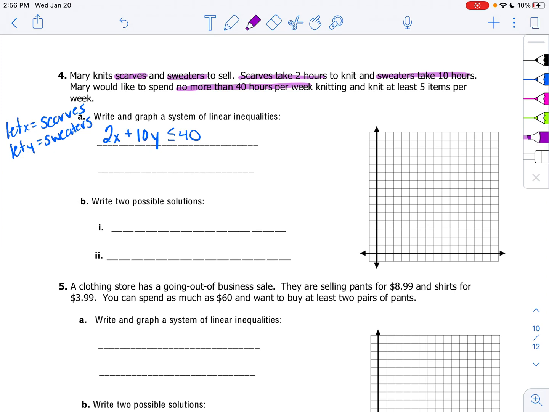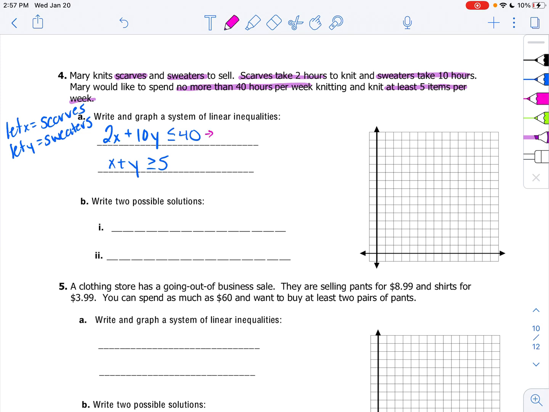And then the next part is she wants to knit at least 5 items per week. So her sweaters plus her scarves, X plus Y, needs to be at least 5. So it's okay if it's 5, but she wants it to be 5 or bigger, or greater than or equal to 5. So then again in this one, we're going to have to rewrite both of our equations.